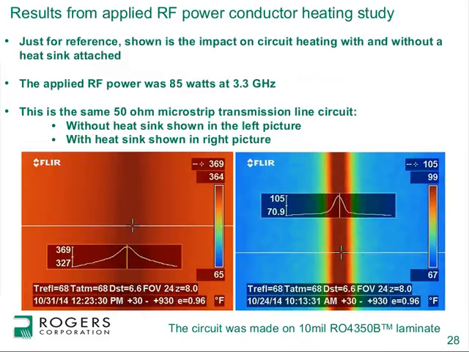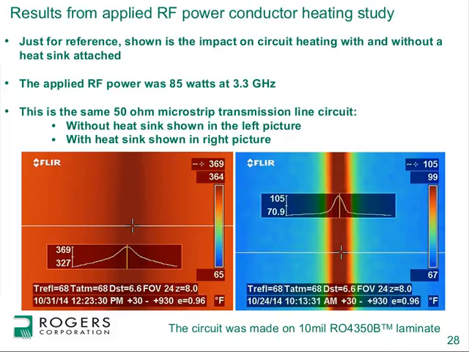Now, something that I thought was kind of fun is showing the same circuit with and without a heat sink. This is a really good slide to show how significant a difference a heat sink makes on the thermal management issue, which I think is intuitively known, but it's just kind of a fun slide to look at. So what I did was I used a 50 ohm microstrip transmission line, 10 mil thick, on Rogers RO4350B laminate, and I applied 85 watts at 3.3 gigahertz with no heat sink, and that's the bottom left picture.